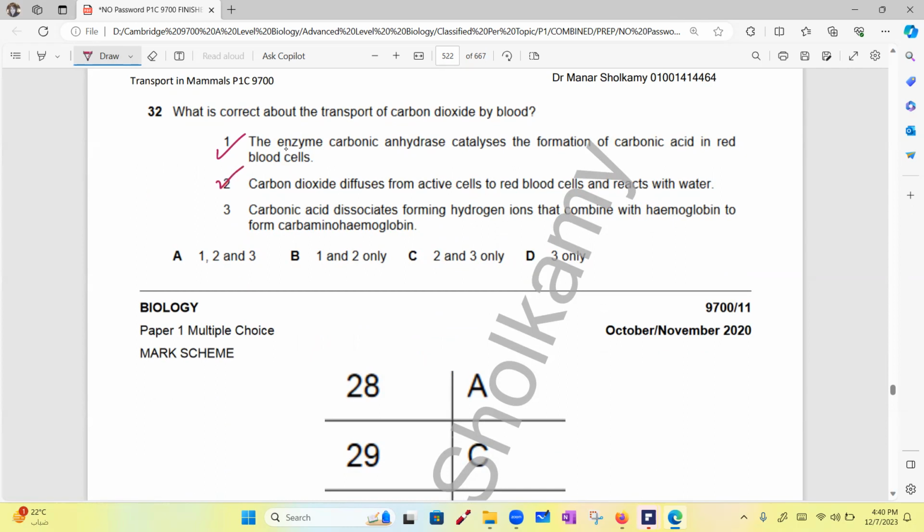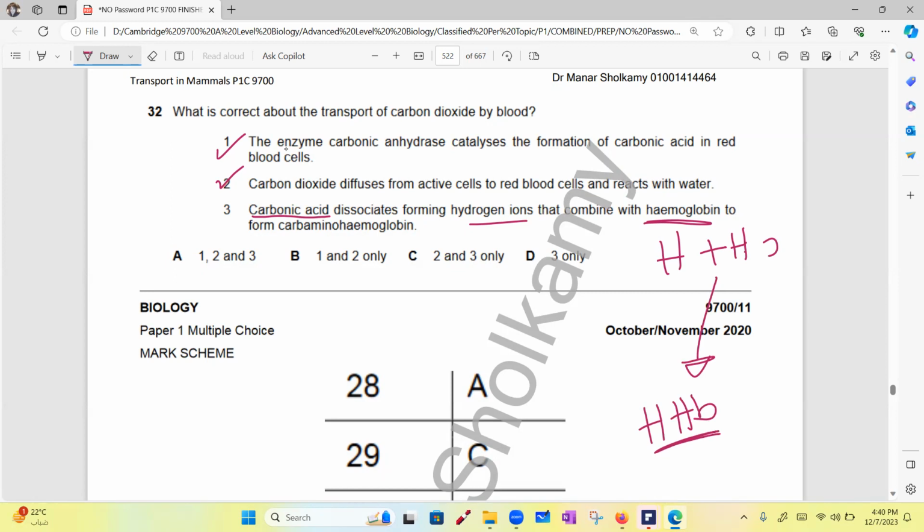Correct. It's very correct. 3. Carbonic acid dissociates, forming hydrogen ions that combine with hemoglobin to form carbaminohemoglobin. Does the carbonic acid dissociate, forming hydrogen ions that combine? It dissociates, but it doesn't combine to make carbaminohemoglobin. When the hydrogen ions combine with hemoglobin, what does it produce? Does it give you carbaminohemoglobin? It gives you hemoglobinic acid.